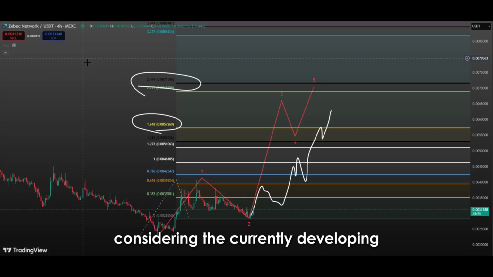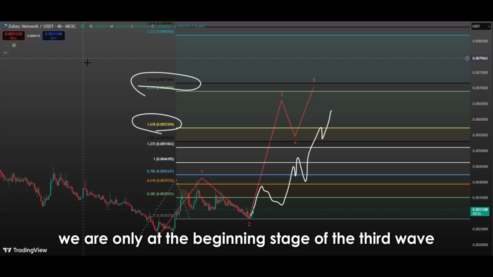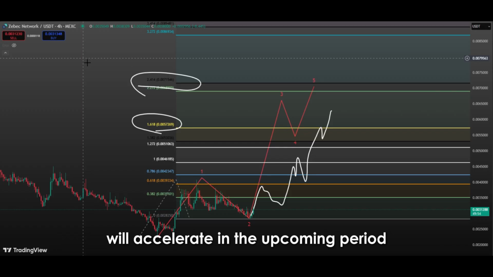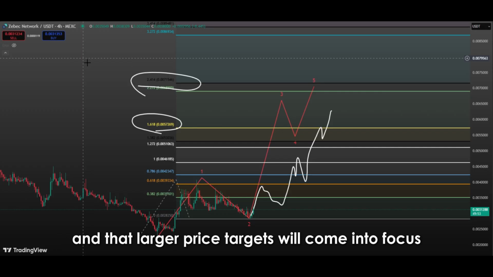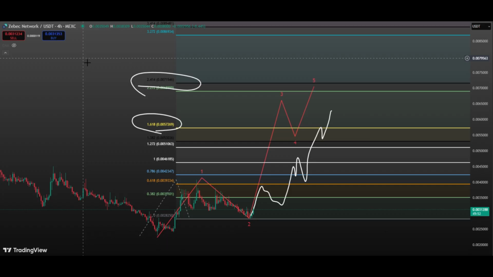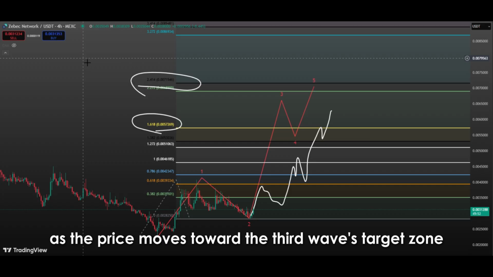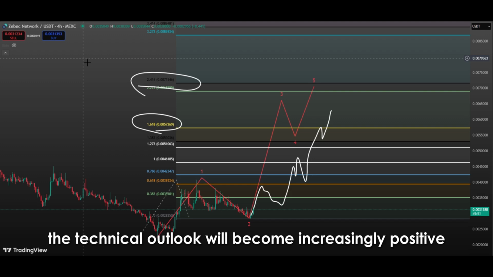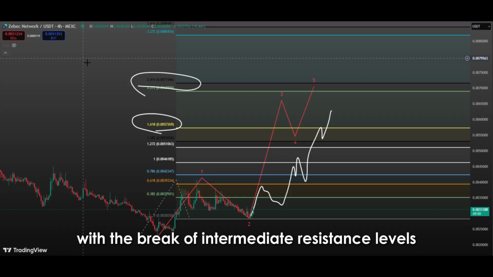Considering the currently developing structure in the market, and assuming we are only at the beginning stage of the 3rd wave, it is highly likely that the uptrend will accelerate in the upcoming period and that larger price targets will come into focus. Especially as the price moves toward the 3rd wave's target zone between 1.618 and 2.272, the technical outlook will become increasingly positive with the break of intermediate resistance levels.